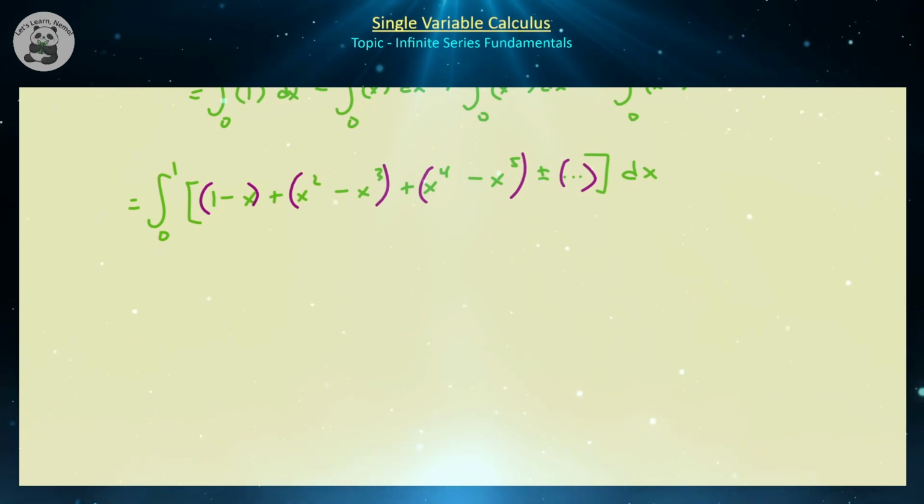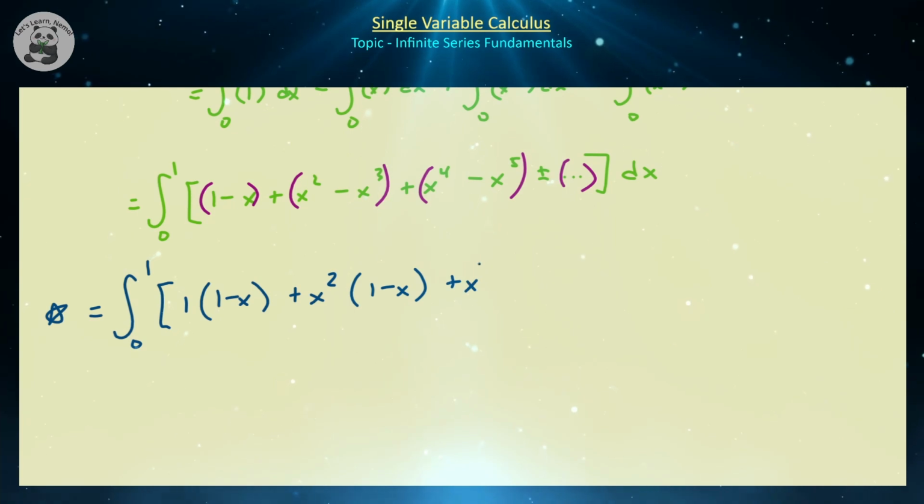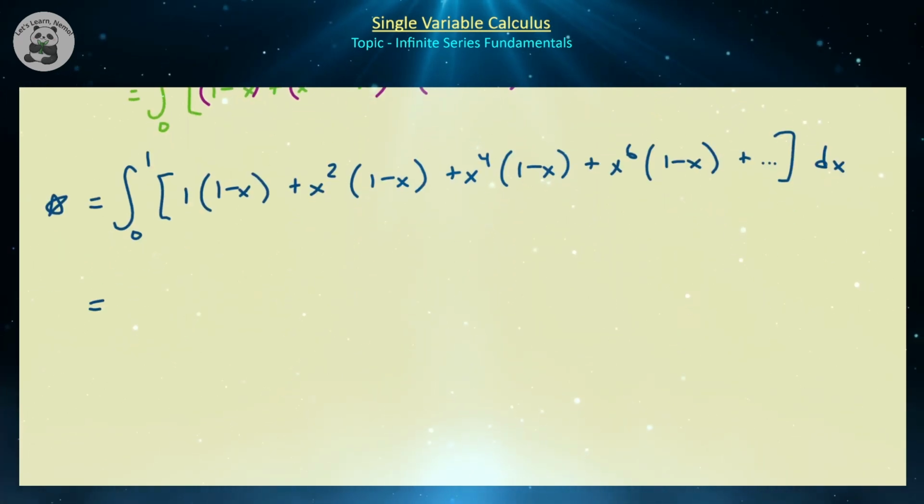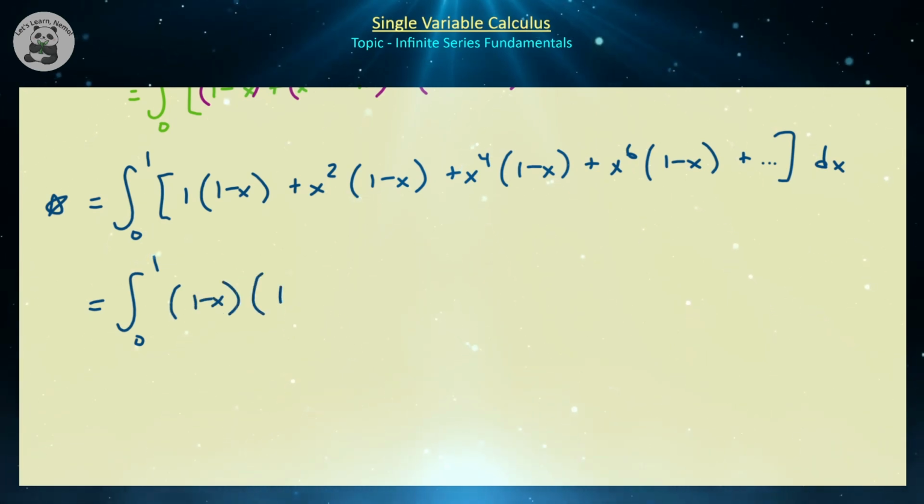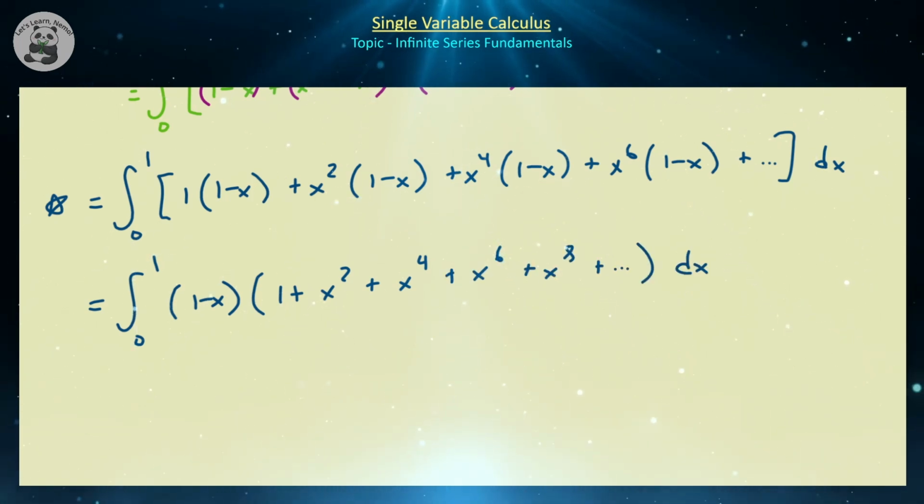So once I do that, I'm going to have the integral from 0 to 1 of 1 times (1 minus x) plus x squared times (1 minus x) plus x to the 4th times (1 minus x). Next would come x to the 6th times (1 minus x), all the way down to infinity, dx. I have a 1 minus x here, so I can factor that out. So this is going to be equal to the integral from 0 to 1 of 1 minus x, and then we're going to have 1 plus x squared plus x to the 4th plus x to the 6th plus x to the 8th all the way down to infinity dx.